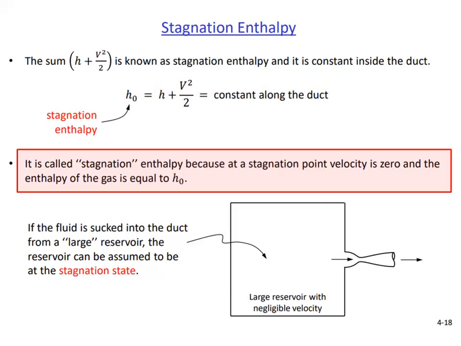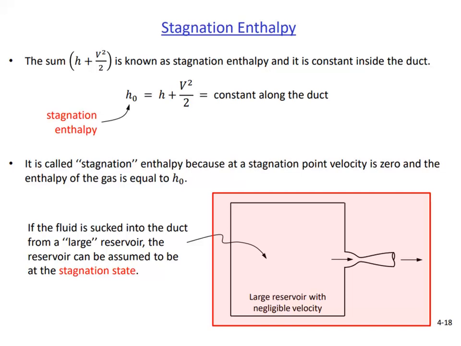Stagnation enthalpy is called stagnation because it's the enthalpy of the stagnation state where the velocity is 0. We can think of the stagnation state as the state of a large reservoir which is used to feed the flow in the duct. Velocity in this large reservoir is negligible, and the properties of the gas here are the stagnation properties, such as the stagnation pressure, stagnation temperature, or stagnation enthalpy. Stagnation state is an important reference state for us. Even if there is no such stagnation reservoir feeding the duct, we can still think of a hypothetical stagnation state and make use of its properties in our calculations.